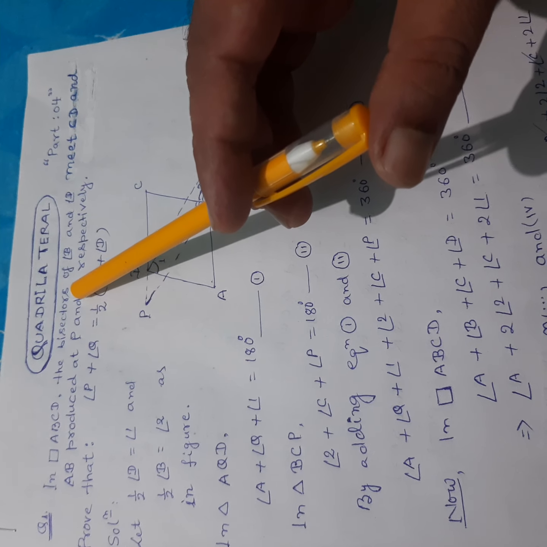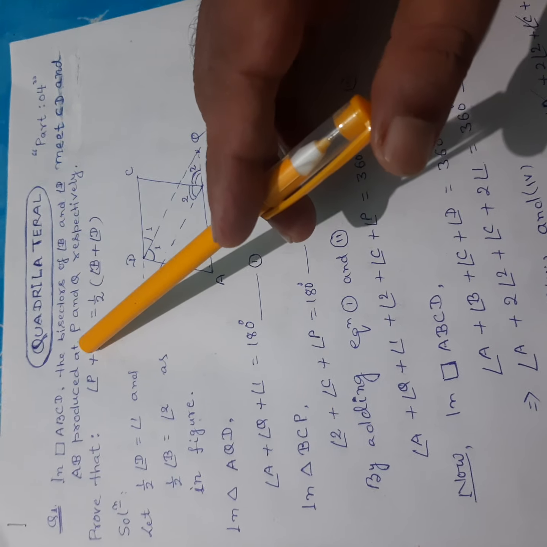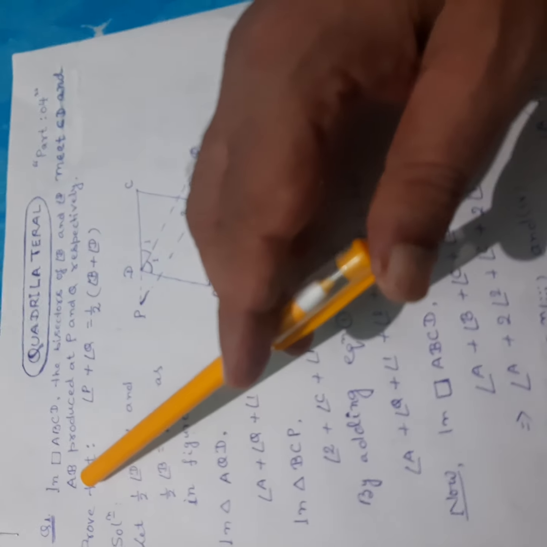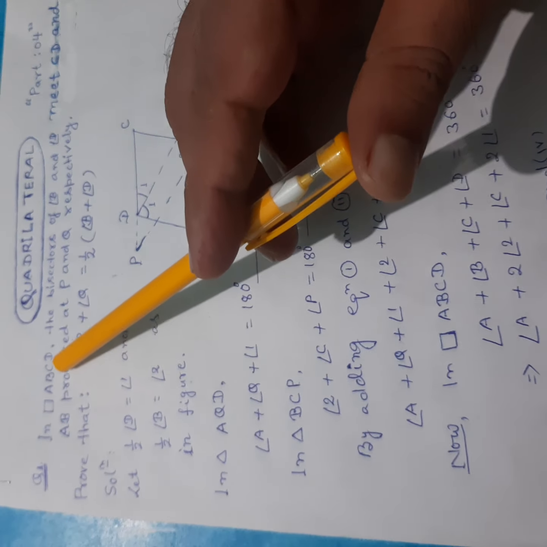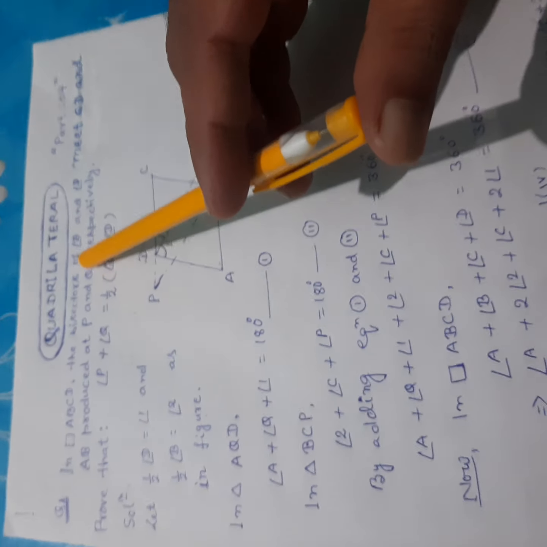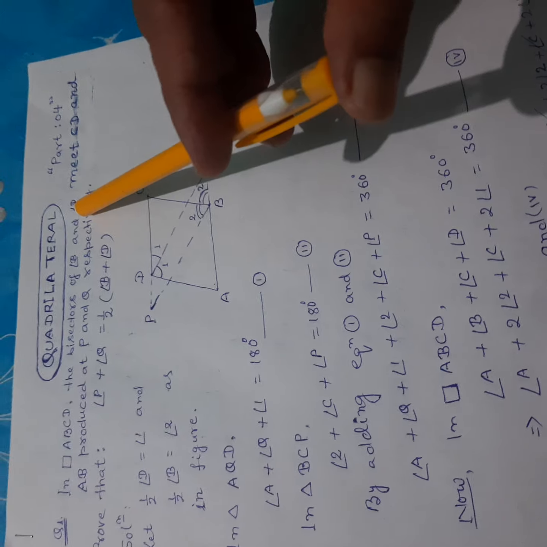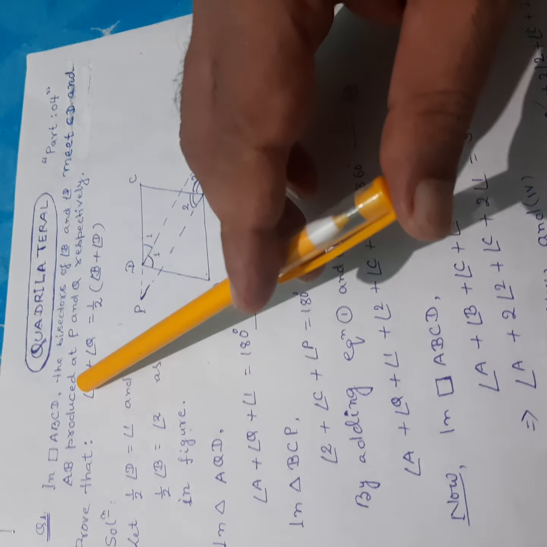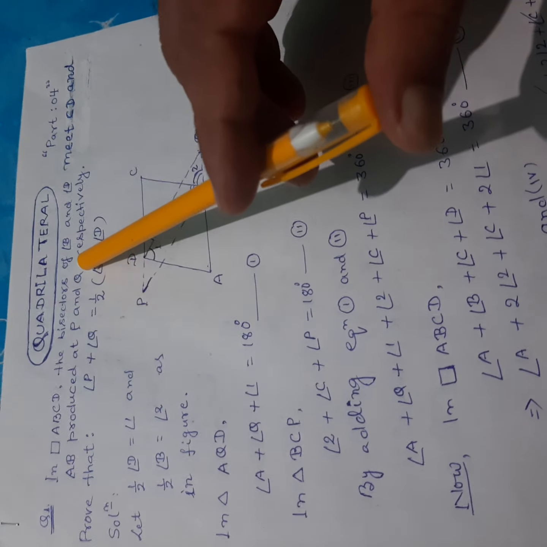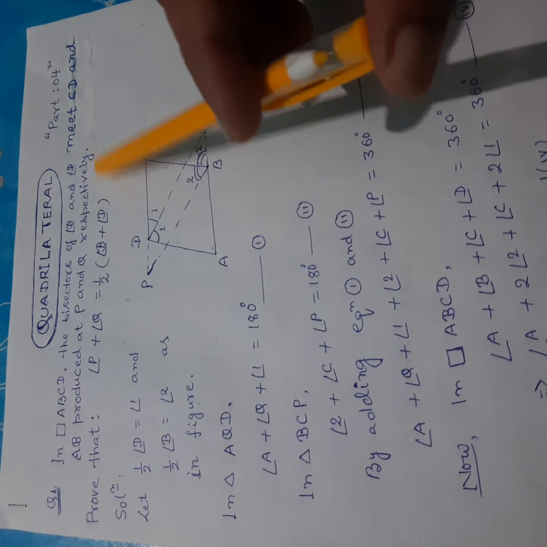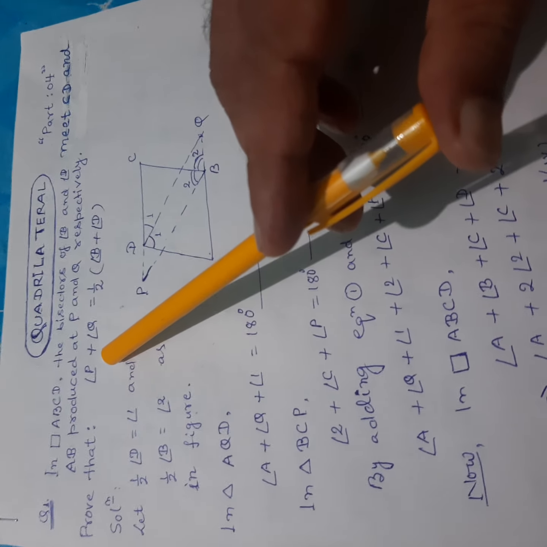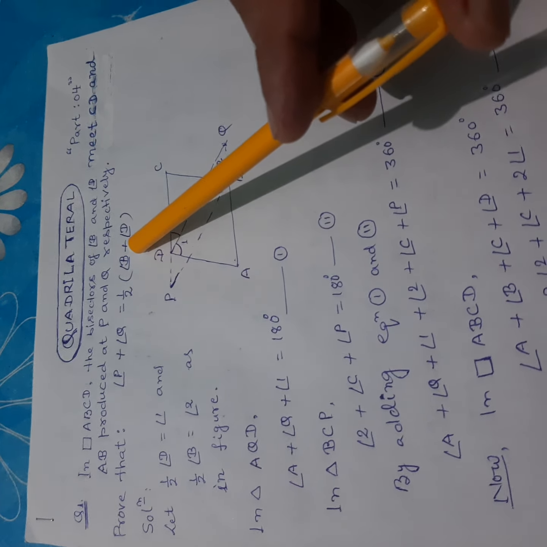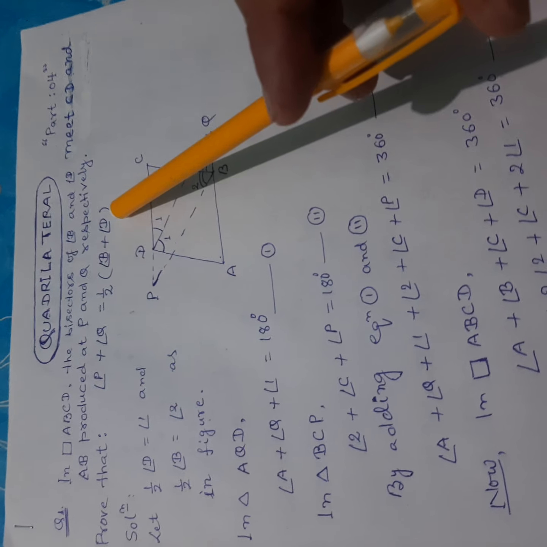In this video, I am going to discuss some important questions from quadrilaterals. Very first question. In quadrilateral ABCD, the bisectors of angle B and D meet CD and AB produced at points P and Q respectively. Prove that angle P plus angle Q equals 1 by 2 of angle B plus angle D.